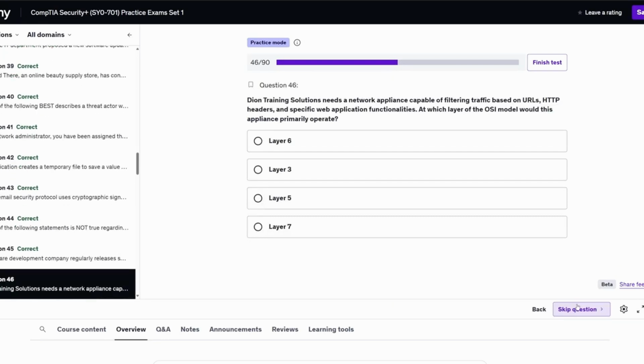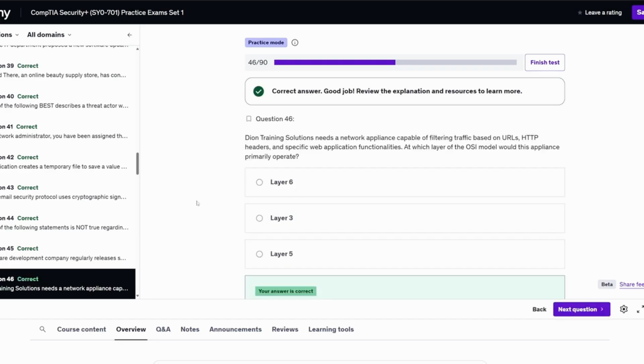All right, guys, moving on to the next question. Dion Training Solutions needs a network appliance capable of filtering traffic based on URLs, HTTP headers, and specific web application functionalities. At which layer of the OSI model would this appliance primarily operate? Now, this one is a bit of a memory question. When we're going over the material, we just need to remember which layer deals with what services. And I believe this one is layer 7.